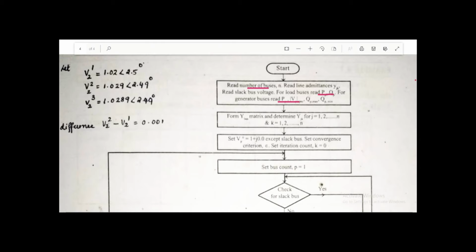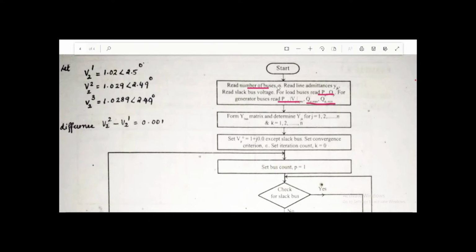Whereas for the load bus, you will be reading the active power as well as the reactive power. Now, if it is a generator bus, you will obviously search for the limits of the reactive power, isn't it? So, the maximum value as well as the minimum value. And this way, you remember what you will observe when a question in Gauss-Seidel method is given to you. So, that is our first step.